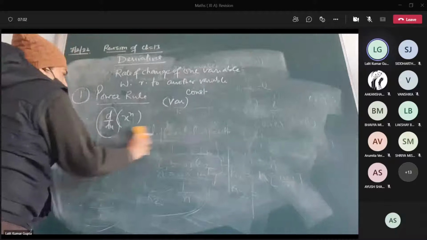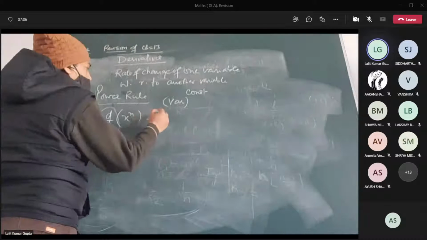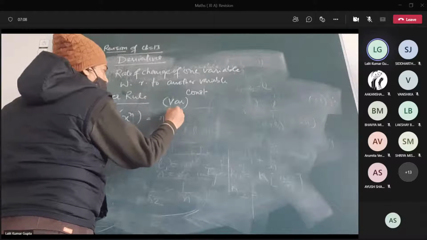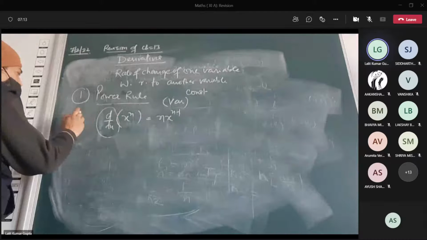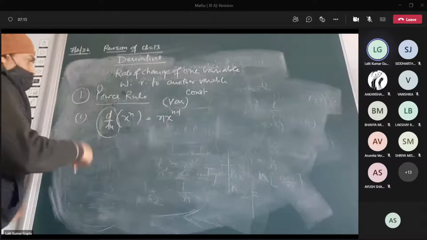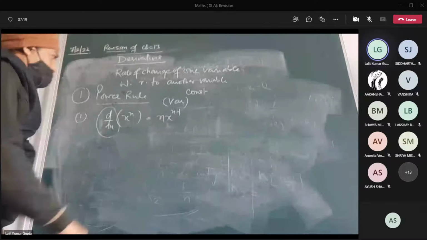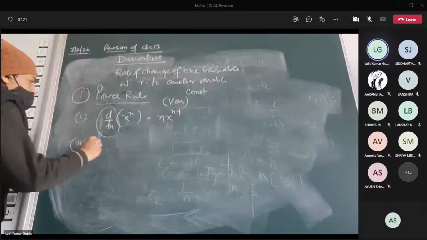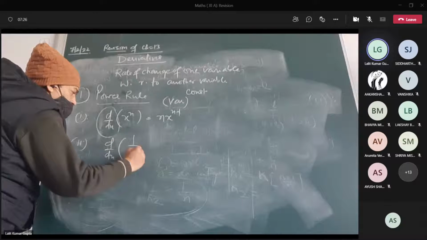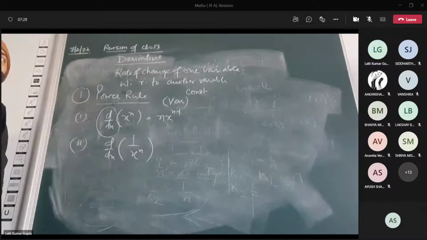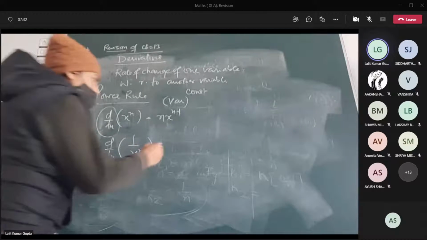Now, what is the power rule? The first formula of the power rule is n x raised to the power n minus 1. This is the formula, and this is the first formula, beta, power rule. This is known as numerator form. You can write numerator form on this side. And the second formula I have given you, d by dx of 1 upon x raised to the power n. And directly you have to remember this formula.